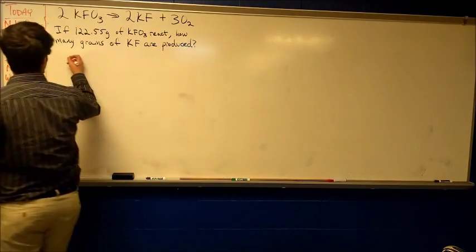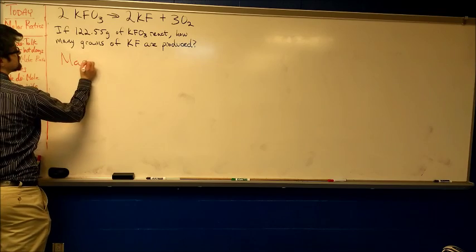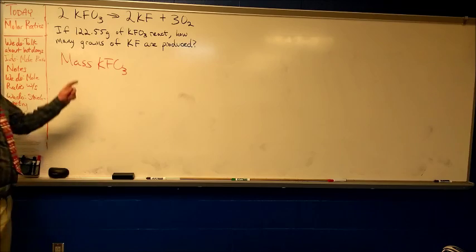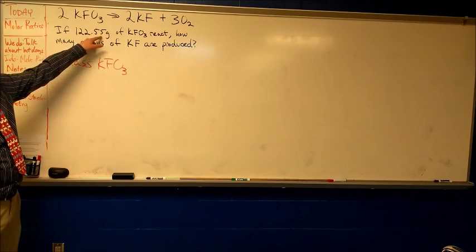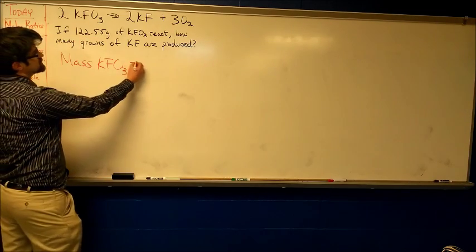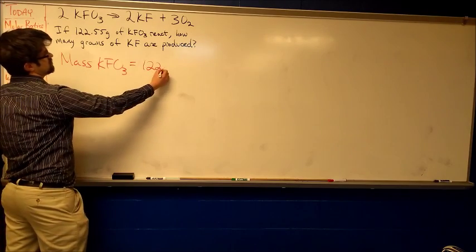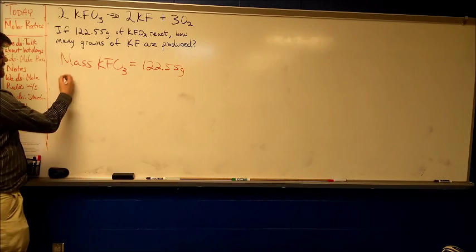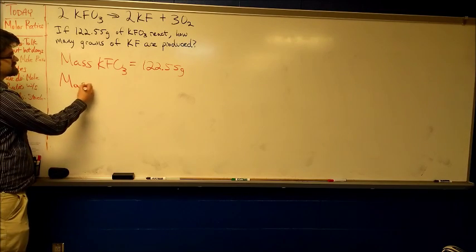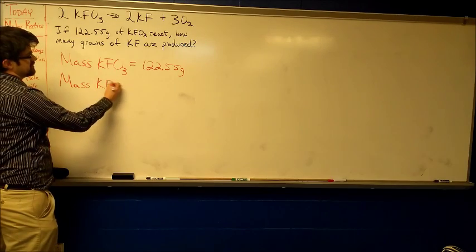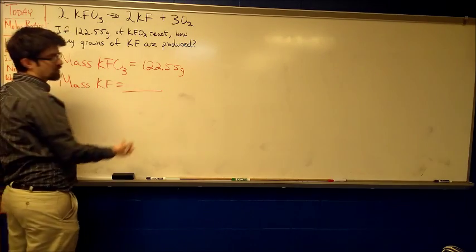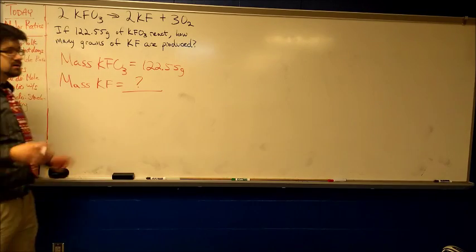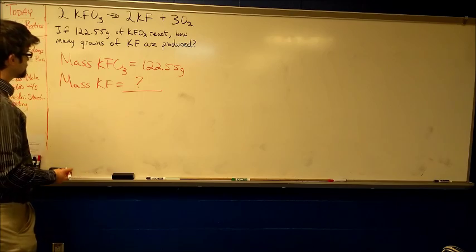We start by writing down the mass of KFO3. We know what that mass is based on the problem. It tells us it is 122.55 grams. The next thing on your paper that you'll see is the mass of KF. Well, that's what we're going to solve for. We don't know that yet. So I have a question mark there to show that's what we're looking for.